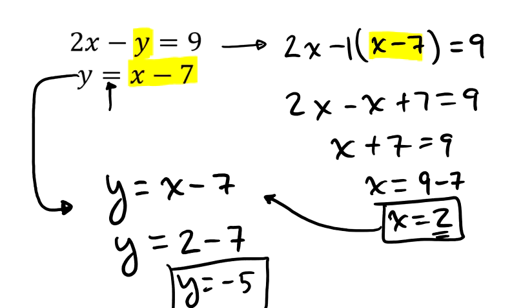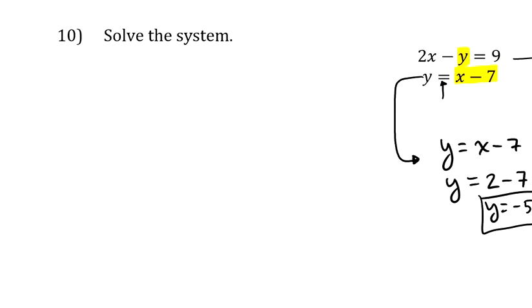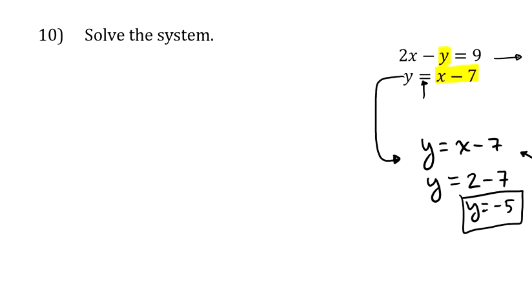And I definitely checked that. I plugged it into the original equation. But for here, I'm just going to write my answer as an ordered pair. Always x, comma, and then your y value. So there's the solution. That's the point where these two lines cross each other.